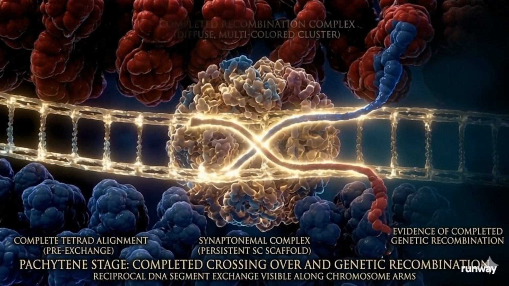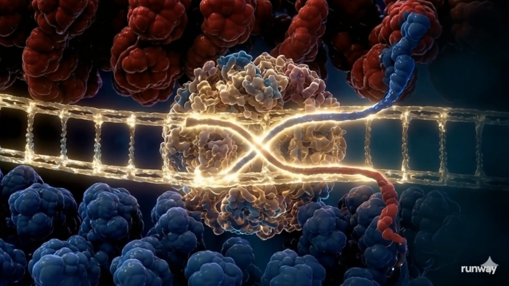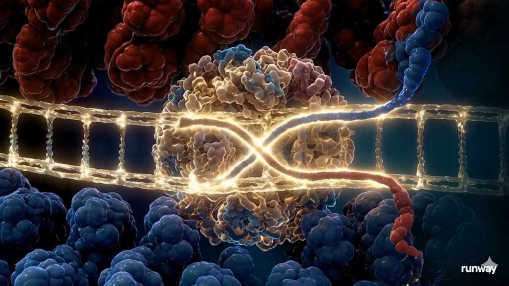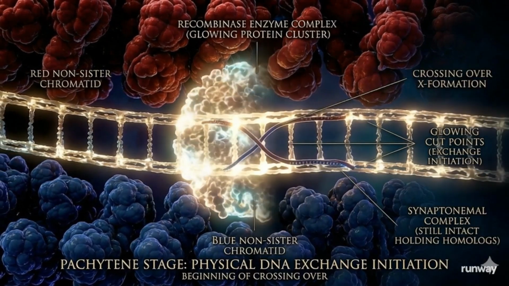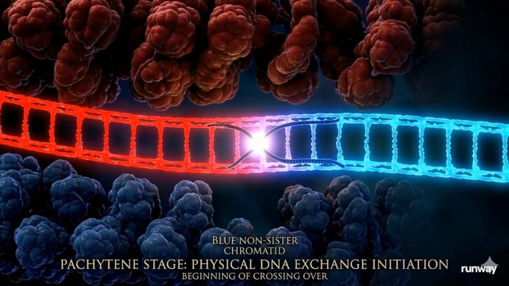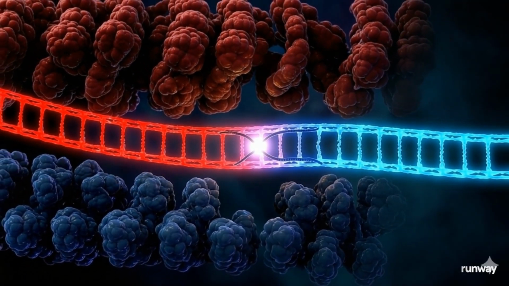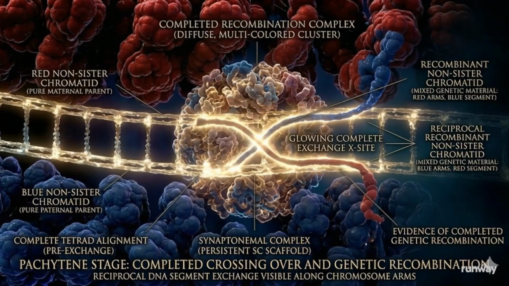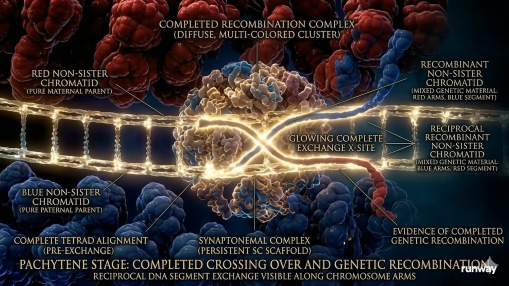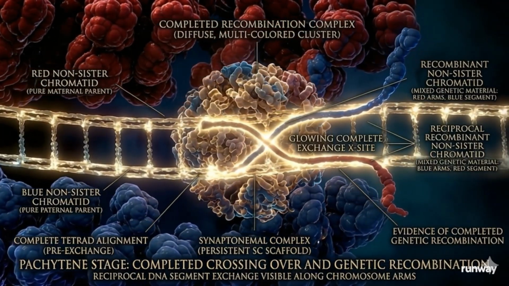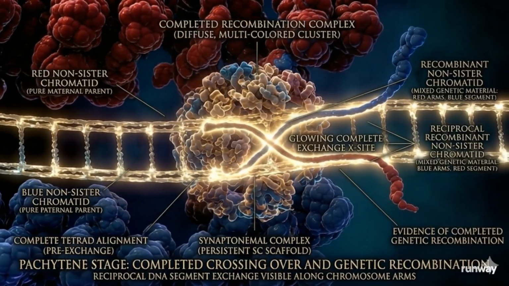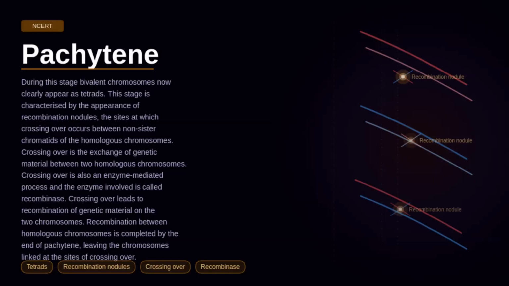It is not random breakage, it is an enzyme-mediated process carried out by an enzyme called recombinase. This enzyme orchestrates the physical exchange of DNA segments between the 2 chromosomes. The outcome is genetic recombination. Each chromosome now carries a unique combination of alleles from both parents. By the end of Pachytene, recombination is complete, but the chromosomes remain physically linked at the sites where crossing over occurred. NCERT states that during this stage, bivalent chromosomes now clearly appears as tetrads.